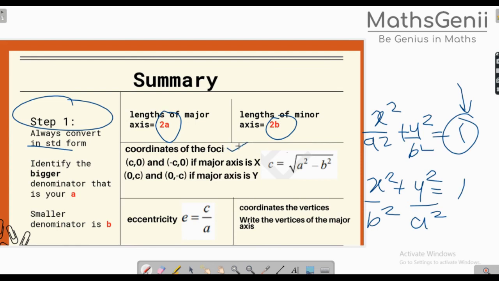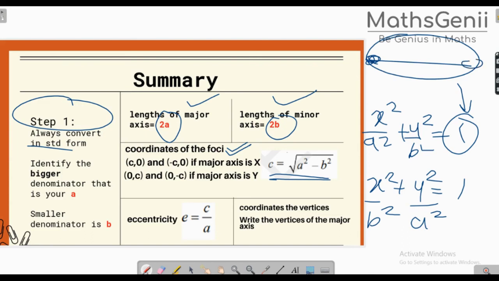Then he will ask you coordinates of foci. So for that you will have to find C. You want A, you want B, and you want C. So you already have A, you already have B. So using that you can find C very easily. What is the formula for C? We had derived it. C is equal to root of A square minus B square. Now, how do you understand what is the major axis? That also I had explained in the video. I'm just revising. Whatever the bigger axis is, that is where your vertex is. So in this case, the coordinates are C comma 0 and minus C comma 0, in case of horizontal.